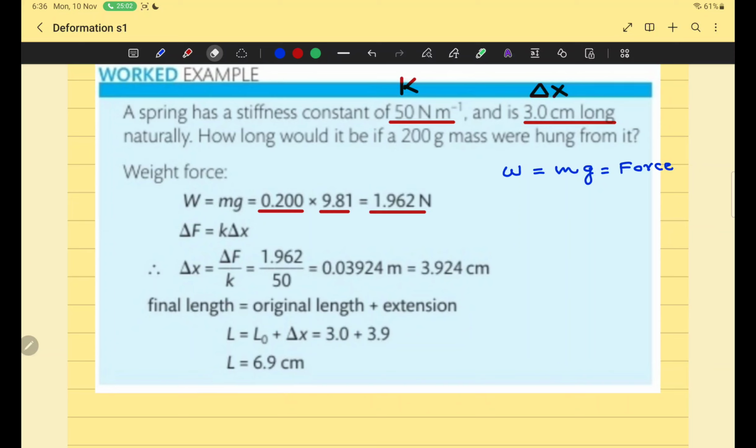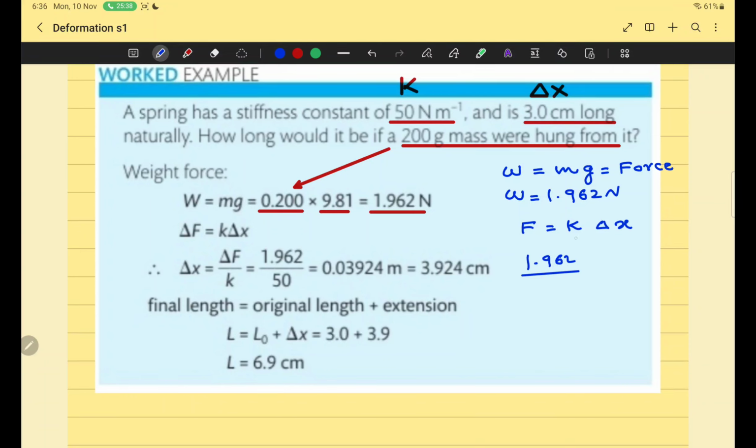अब्दुल्ला कॉपी कीजिए. We are given mass which is hung from it. So hanging mass is 200 gram, and this is converted into kilogram dividing by 1000, and W is equals to mg. It gives you force. So weight is 1.962 Newton, which will act as a force. Okay. And now I am using F equal to K delta x. So force is 1.962 divided by K. Sir, K is spring constant, and spring constant or stiffness constant is 50.